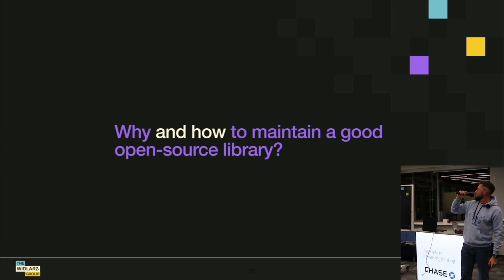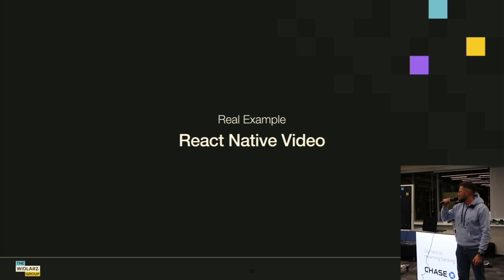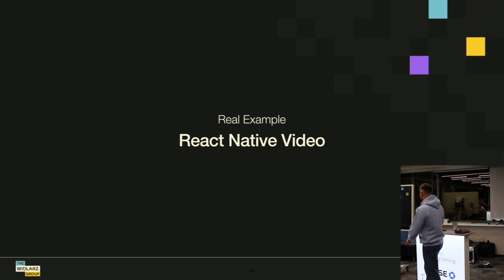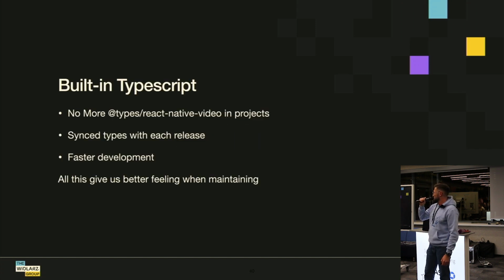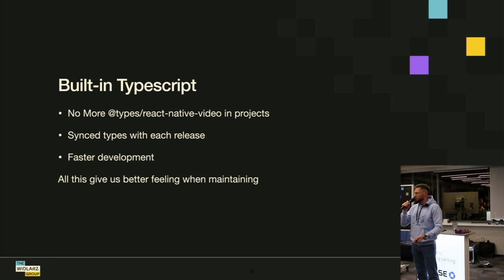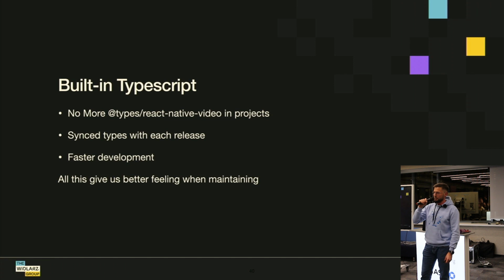So, why and how to maintain a good open source library? Now let's focus on a real life example, which is React Native Video. What we have done in the library is provide built-in types. They existed elsewhere and were typed, so as an API user you were able to have types, but with the struggle of downloading them from elsewhere, and they were not always synced. So we moved them into the library.